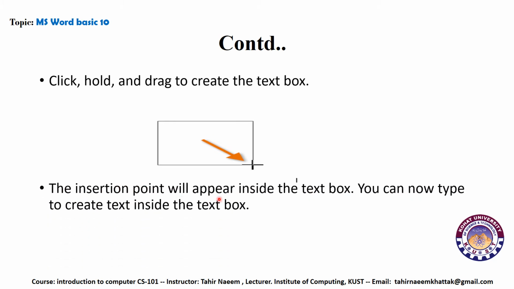The insertion point will appear inside the text box. You can now type to create text inside the text box. Basically, when we release the mouse, a cursor will appear inside the box, and we can type the text inside the text box. As you can see here, a cursor is blinking, and here we have typed Livio Pizza.